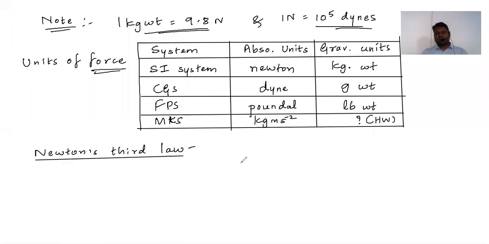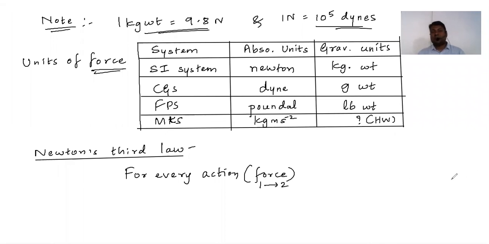We all know that the statement of the Newton's third law: for every action, for every action means you are applying the force. ठीक है. For every action you are applying the force from first body to second body. यही, इसी को हम action कहते हैं. For every action there is equal and opposite reaction. अभी ये रिएक्शन क्या होता है सर?